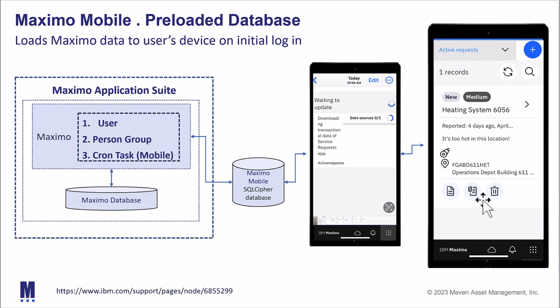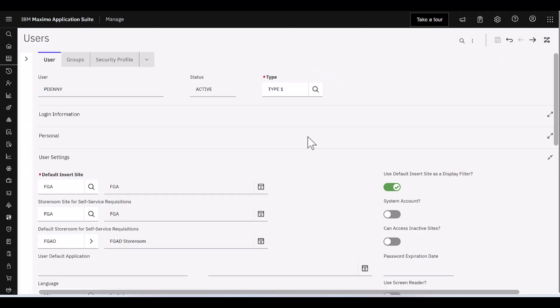But let's go over to Maximo and take a look at how we actually set this up. Okay, here I am in Maximo. I'm signed in as my administrator and starting us off in the user application. I've brought up this individual user that I'm going to use for the demonstration, and what's really important again is they have a default insert site.